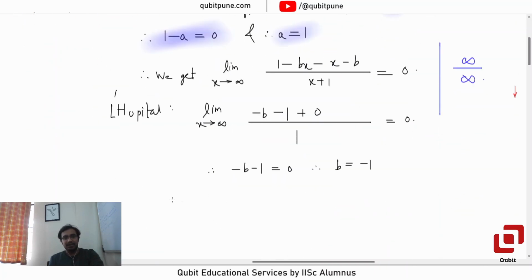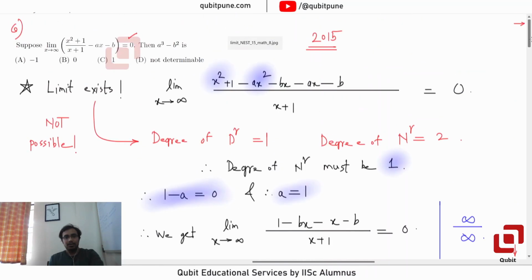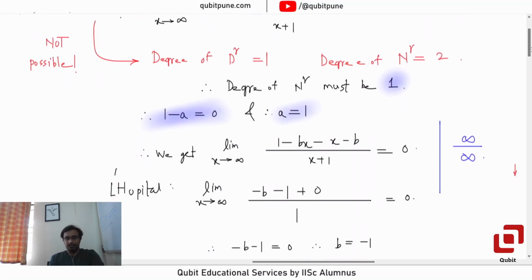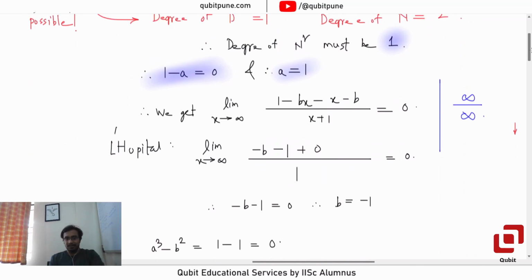So what will a cube minus b squared be? a cube is 1, b squared is 1, so a cube minus b squared is 0. Have you understood this? Got it, right?